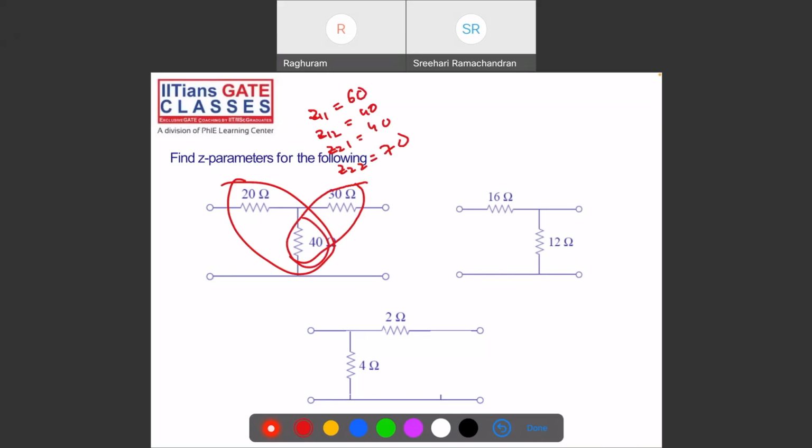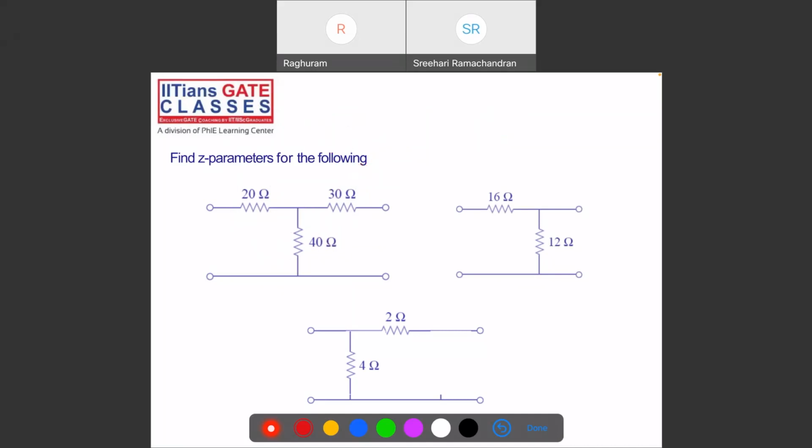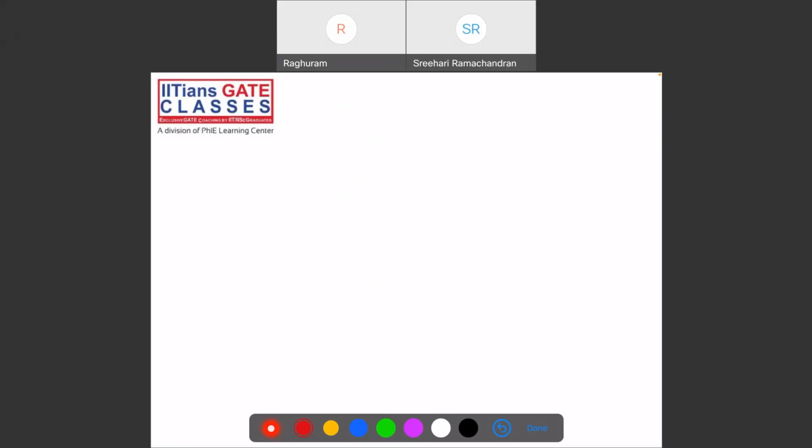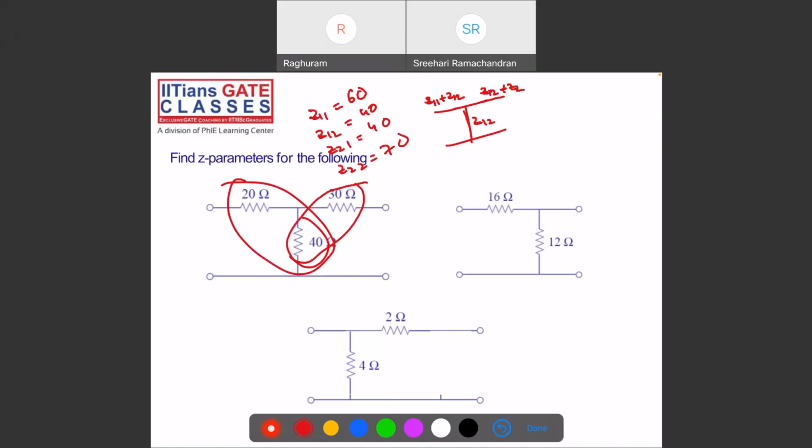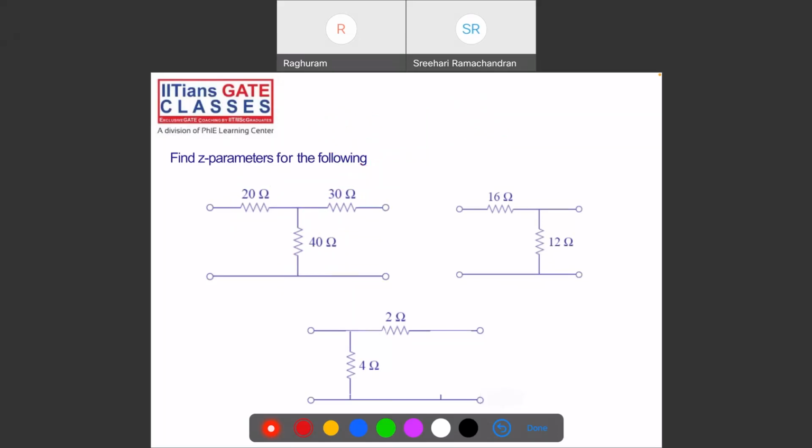Okay, the T equivalent, right? Remember, what is the T equivalent? Reciprocal, right, sir? Z11 plus Z12, Z12 plus Z22. Sorry, minus, I'm sorry. This is Z11 minus Z12. See, this is Z11 minus Z12, this is Z22 minus Z12, and this is Z12.